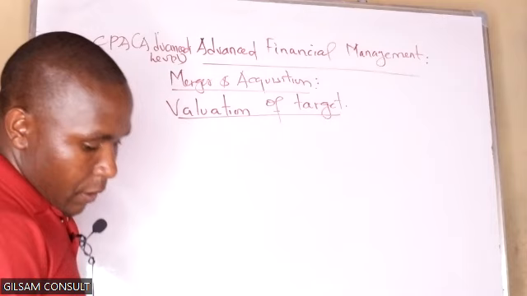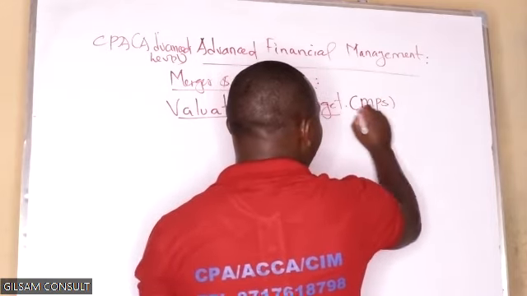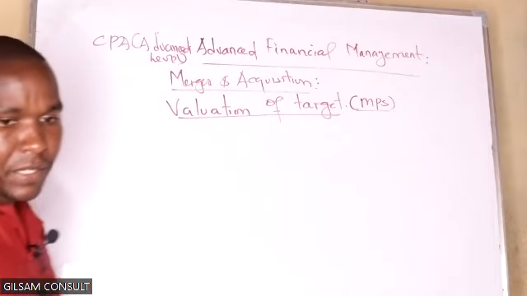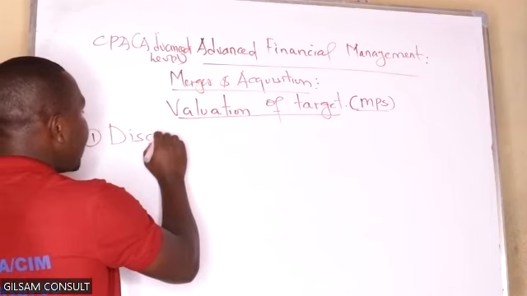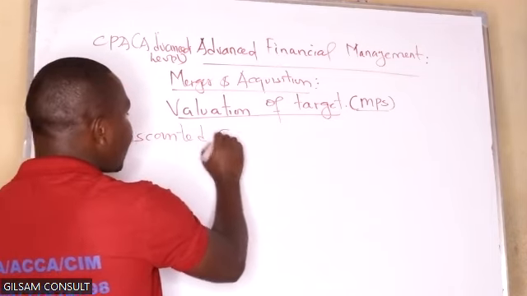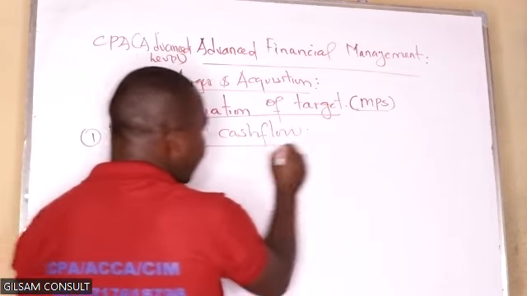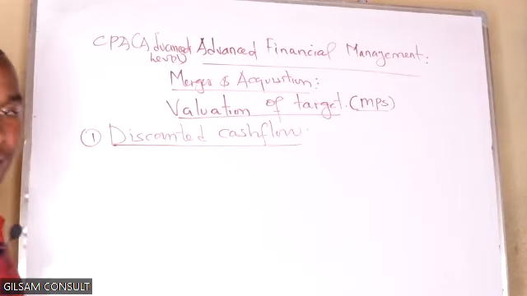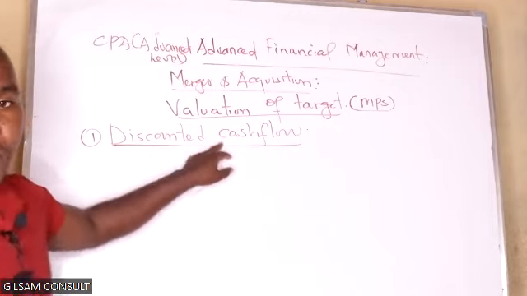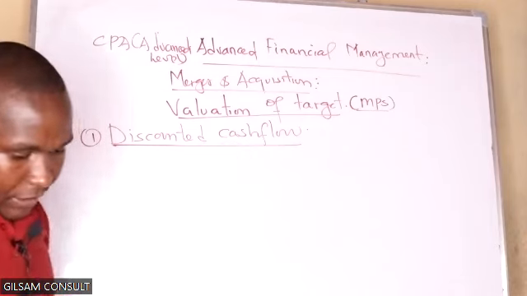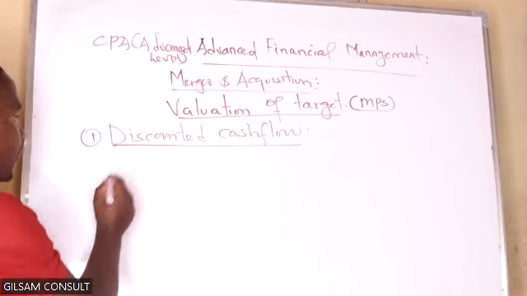So what we need to do here, we are looking at the market price per share, MPS. So we will use the concept of discounting the cash flow, discounted cash flow. If you have done financial management at intermediate level, I think you have done the time value of money, where you are asked to do discounting of the cash flow. So here, I will have a few illustrations.